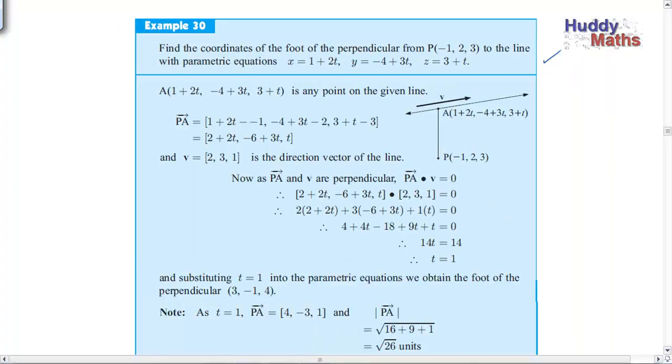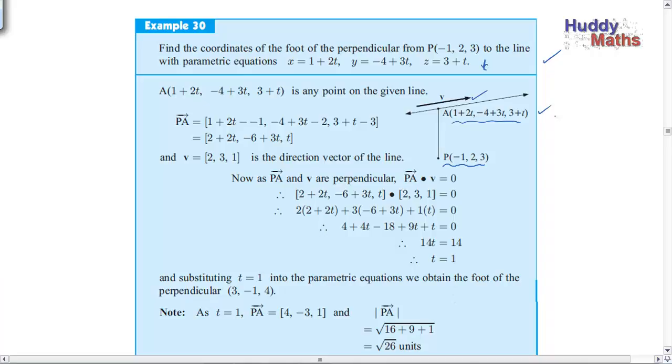Okay, so here we are back again. What we're going to do here is to find the coordinates of the foot of the perpendicular from P to the line with those parametric equations. So we need to draw a sketch here. Here's the point, and we want it to be perpendicular to this line given by V, or the parametric equations, the direction V, and this is the set of parametric equations. So we want that to be 90 degrees.